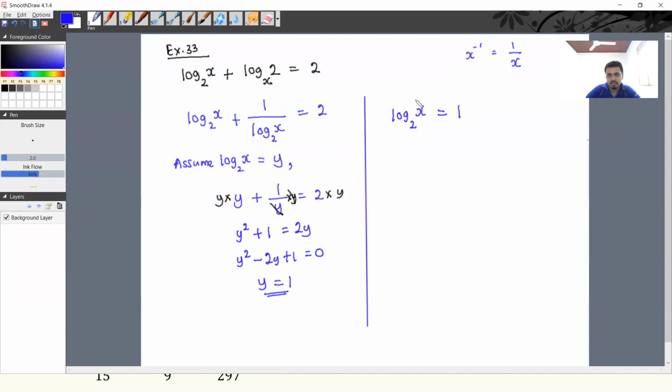Y equals 1. It means log of x to the base 2 equals 1. So how can we rewrite in our normal form? X means the number. 2 is the base. 1 should be the power value. Therefore, x equals what? 2 to the power 1 means 2. The value of x, that is what we needed to find. The value of x should be equal to 2.